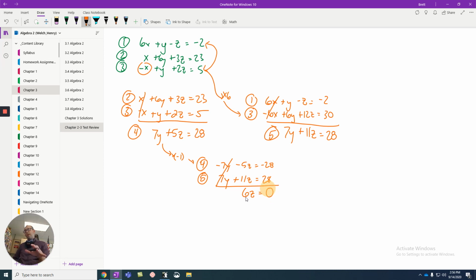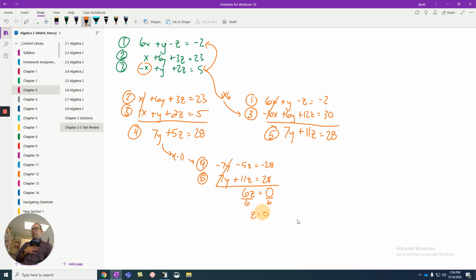Now some people will stop right here and say there's no solution because 6 doesn't equal 0. But we still have a z here. If we divide by 6, z turns out to be 0. So I actually do have an answer for this problem. Z is 0. But now I need x and I need y.